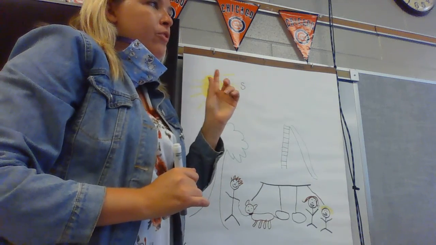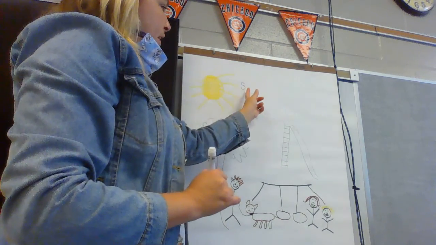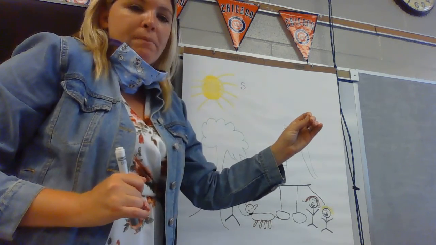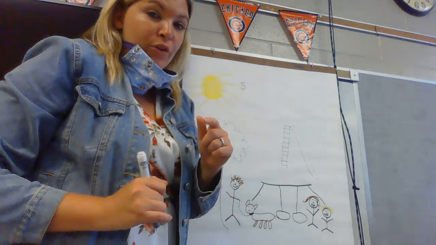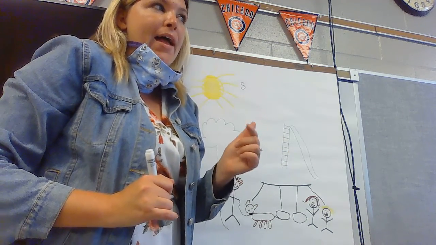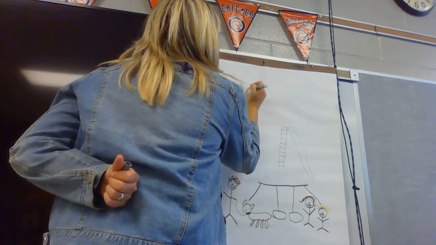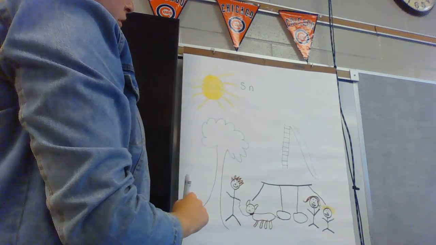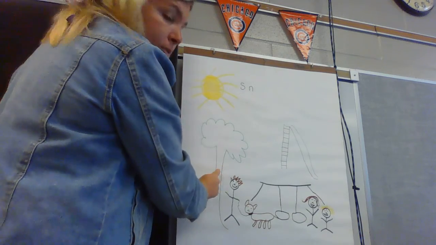Now, if I know what letter makes the sound, I could write it here. And then I could go on and stretch my word out. And if I hear the N at the end of sun, we already learned about N, I might know how to write an N. Okay? Sun.